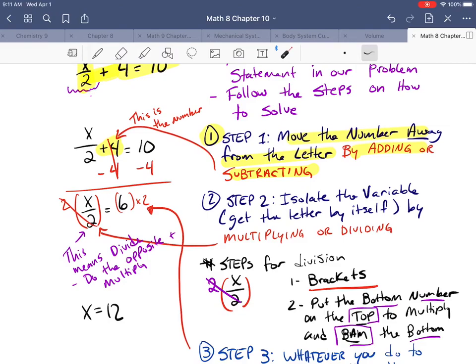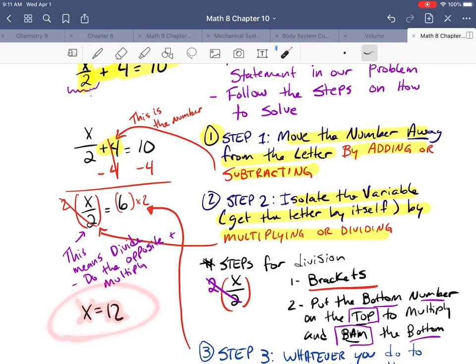All right, so step 2 is isolating that variable by getting the letter by itself, by multiplying or dividing. You guys, this is a division statement, so we need to do the opposite, and that means we need to multiply this 2. So what you need to do in all of your steps is find the fraction and put brackets around it first. Then take the bottom number, put it up at the top, and bam it out. So fractions, put the 2 up there and bam it out. Then, whatever you do to one side, since we multiplied by 2 up there, we need to multiply 2 to the other side, and you will get 6 times 2, which is x equals 12.